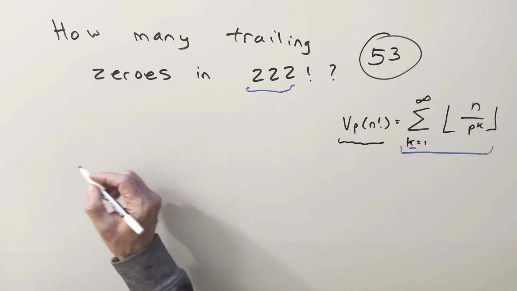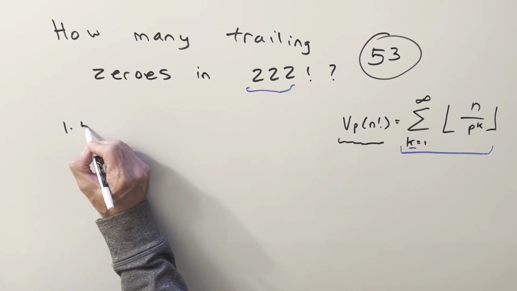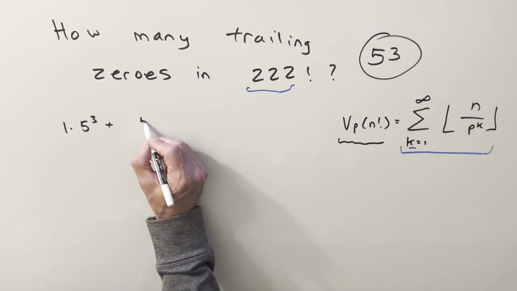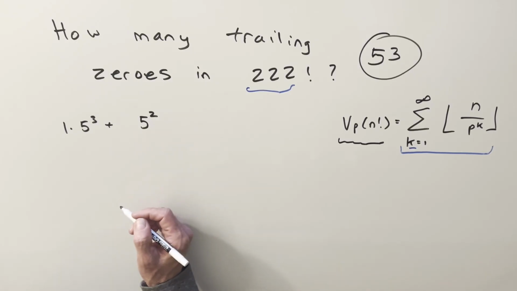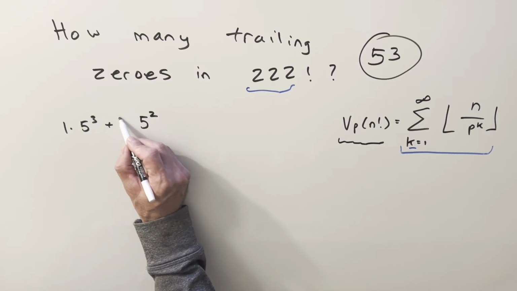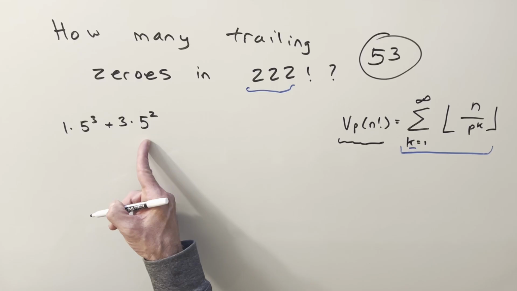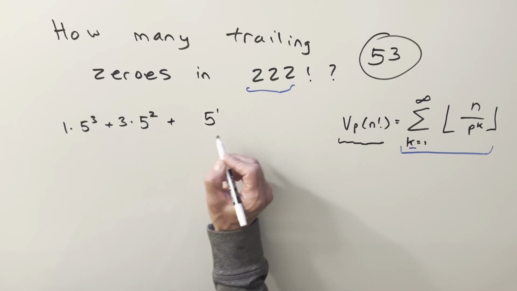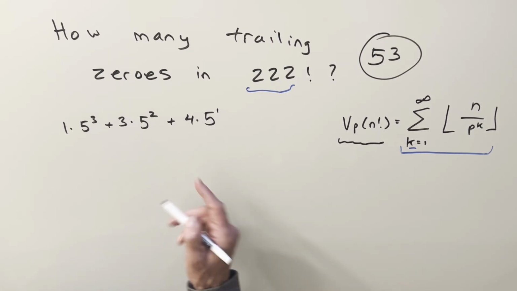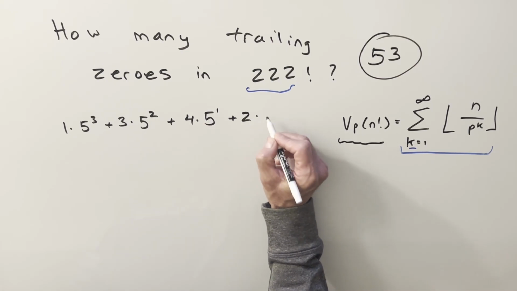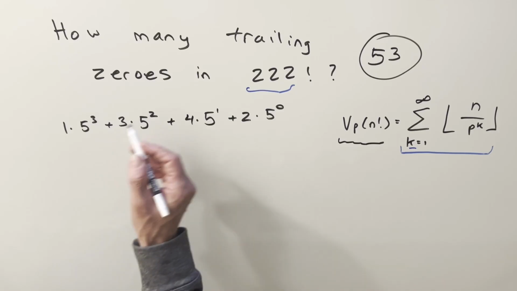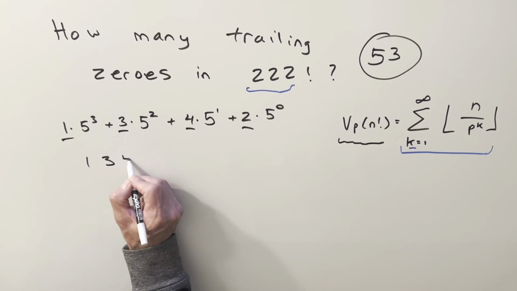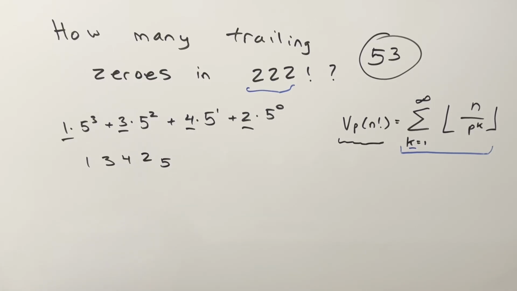So for 222, I can write this as 1 times 5 cubed, because 5 cubed is 125. And then next we want powers of 5 squared. That's going to be 3, which gets us 125 plus 75 is 200. And then powers of 5 to the 1, that's going to be 4. So that gets us to 220 plus 2 times 5 to the 0. And so writing this in base 5, this is just totaling up these digits here. It's going to be 1, 3, 4, 2, base 5.